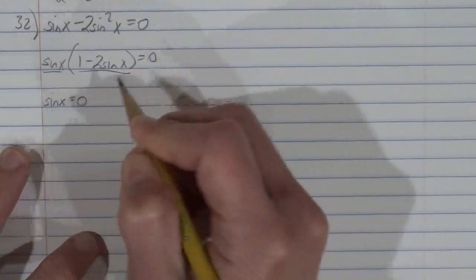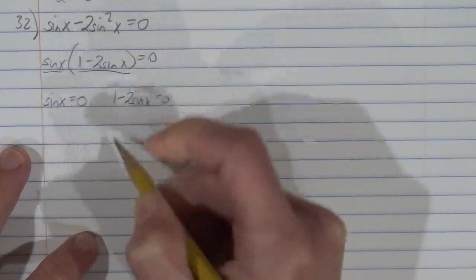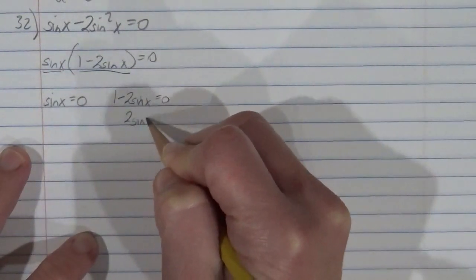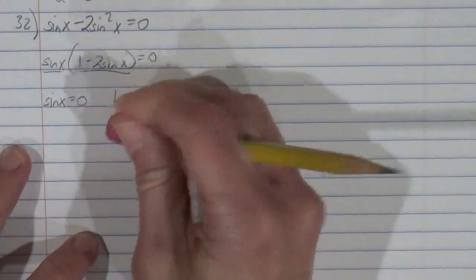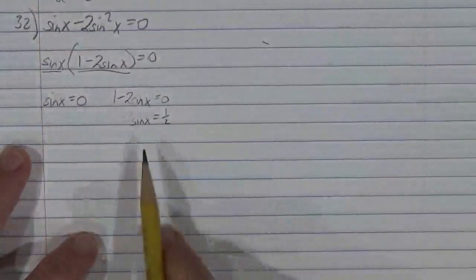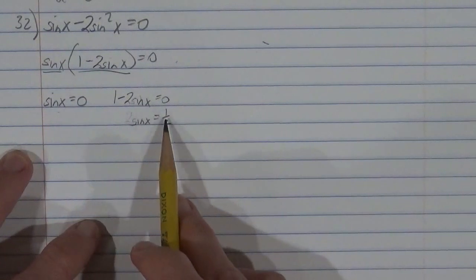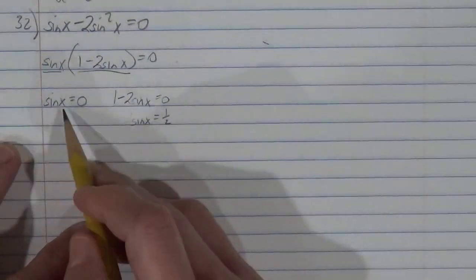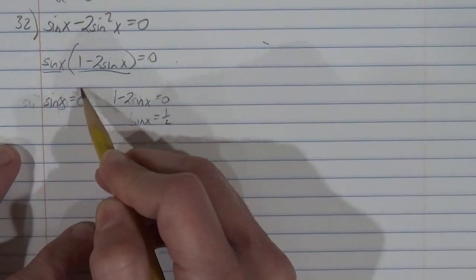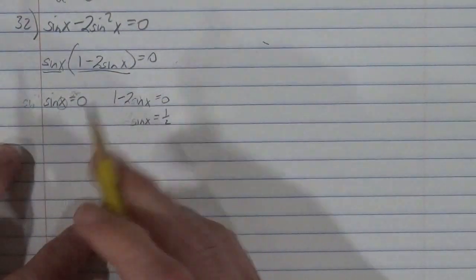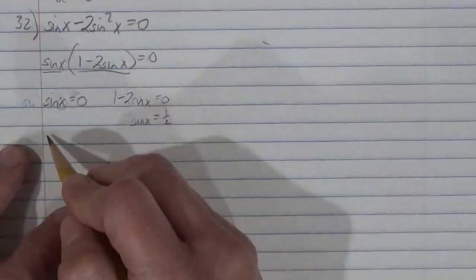We know that either the sine of x is 0 or 1 minus 2 sine x is 0. So if we solve that, 2 sine x is negative 1, so sine x is negative a half. So either sine x equals 0 or sine of x equals negative a half. And so now to solve for that x, you're basically taking an inverse sine of both sides. But you won't be imposing the domain restrictions, but you're undoing the sine by doing the inverse.